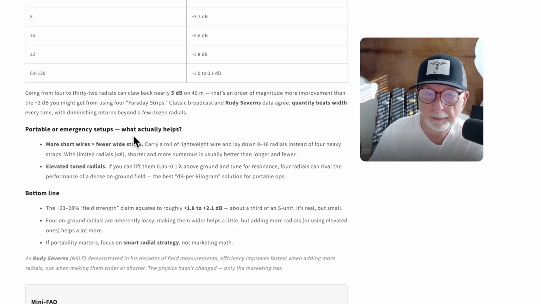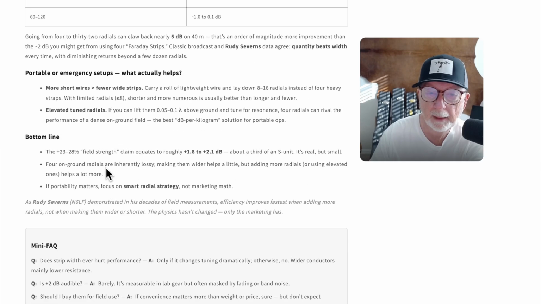Portable or emergency setups, what actually helps? More short wires, fewer wide strips. Carry a roll of lightweight wire and lay down 8 to 16 radials instead of four heavy straps. With limited radials, shorter and more numerous is usually better than longer and fewer. Elevated tuned radials: if you can lift them above ground and tune for resonance, four radials can rival the performance of a dense on-ground field, the best dB per kilogram solution for portable ops.